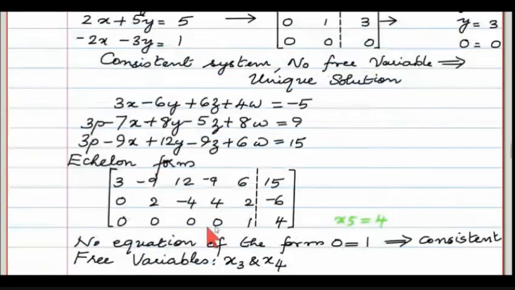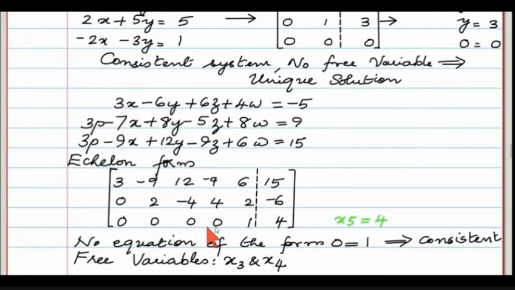Another set of equations, and this is the echelon form. So this one is x5 equal to 4. Actually, here there is no row of the form 0 equal to 1. Then we can say that the system is consistent. Which are the free variables here? x3 and x4. So a consistent system with free variables means that we will get infinitely many solutions.